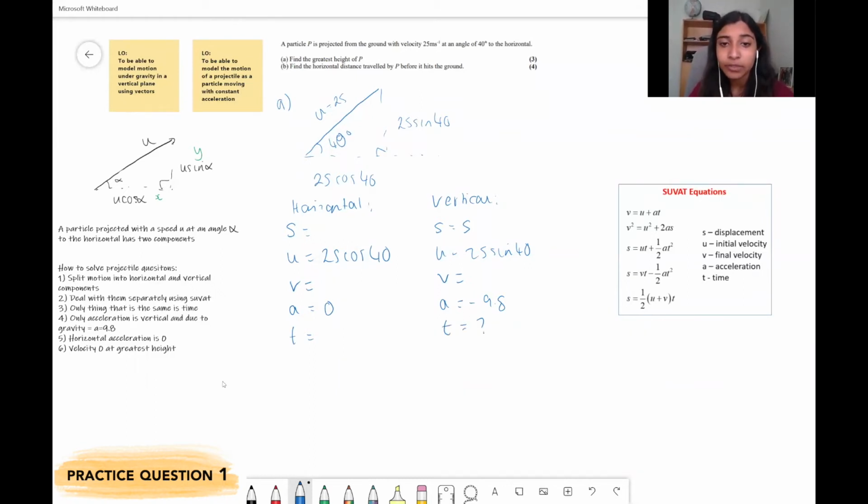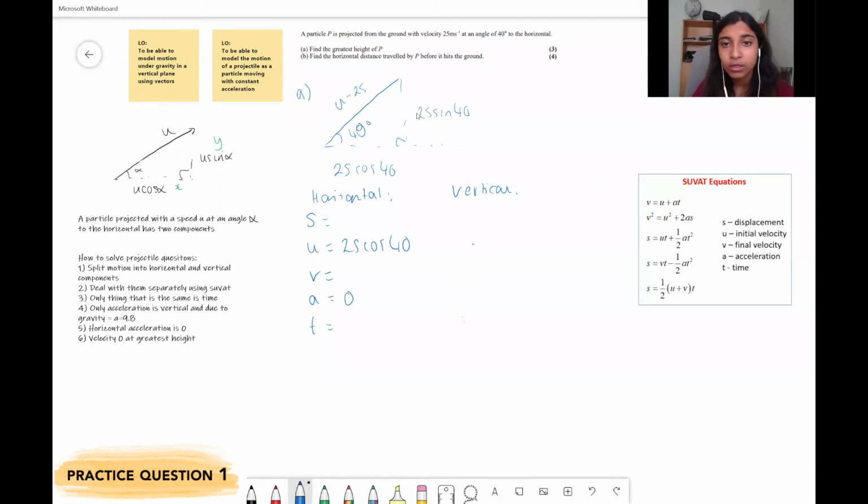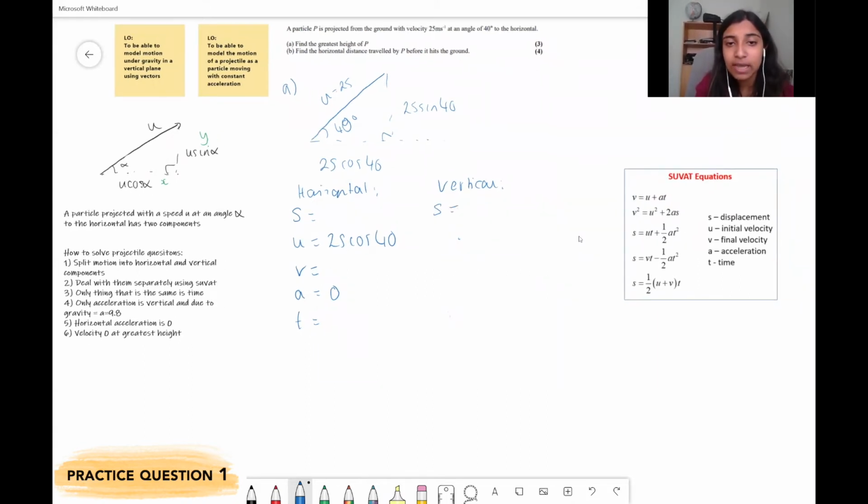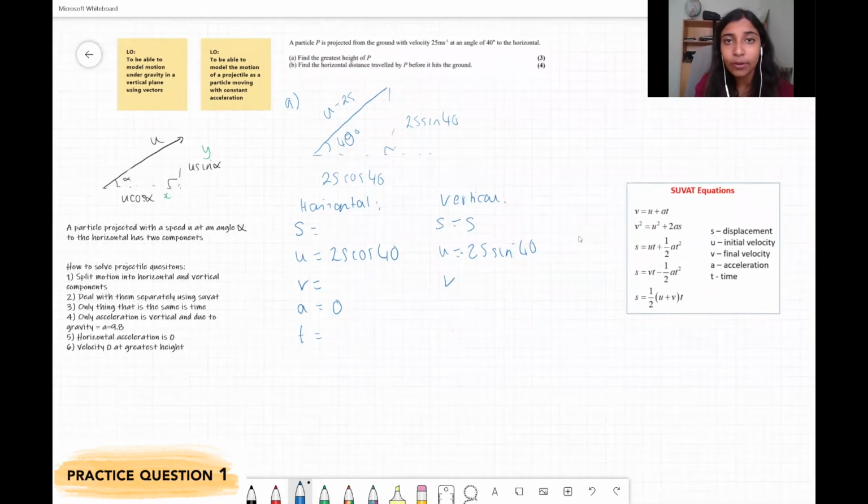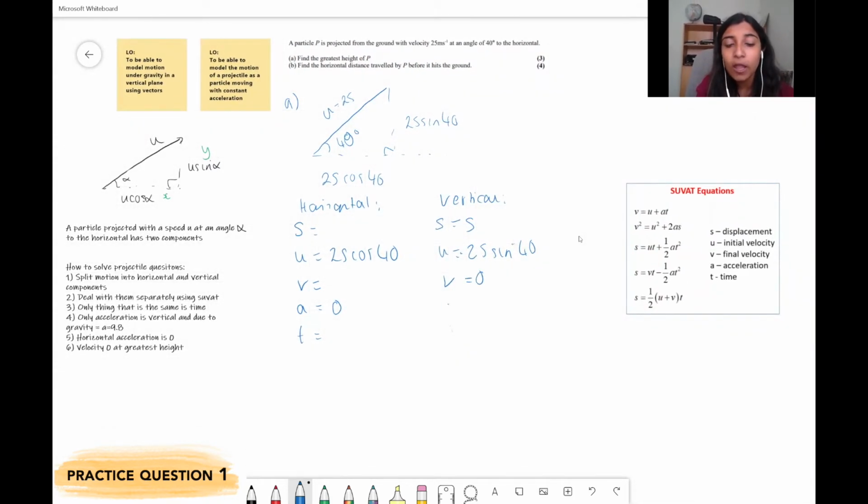Now, because we want to find this vertical displacement s, which is your greatest height, we want to use one of our SUVAT equations that doesn't have v in, because we don't know it. In our vertical component, we want to find s, our u is 25 sin 40, our velocity, because it's at the greatest height, is equal to 0, our acceleration is gravity, so minus 9.8, and we don't know our time.